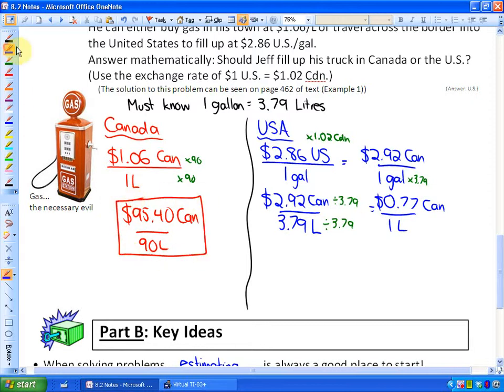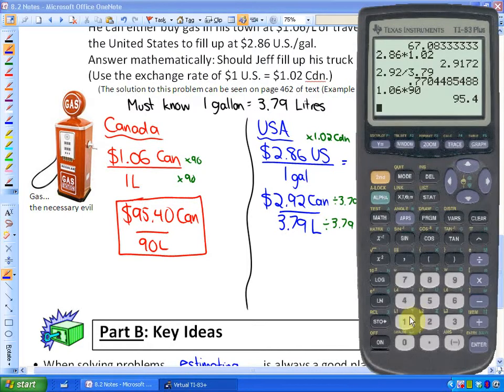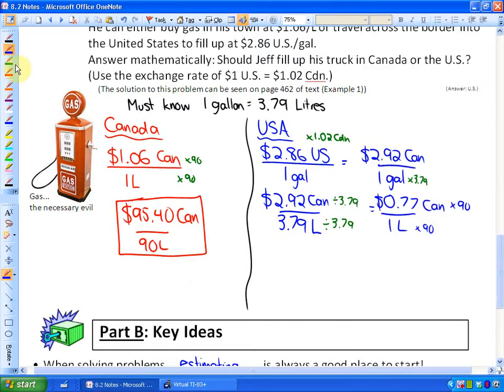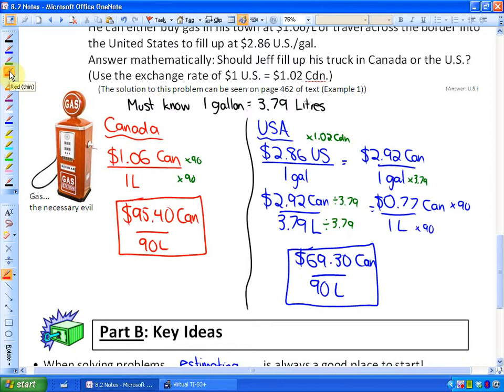And if I want to find out the cost in the United States, I could times that by 90 as well. Again, this is one of many methods, but it's 77 cents approximately times 90. That's $69.30. That's Canadian money per 90 liters. So if you look in the red and the blue, it's far cheaper if he's filling up 90 liters to fill up in the States. He's saving about $26 roughly. So it's cheaper to buy gas in the States if he's going to fill up completely.